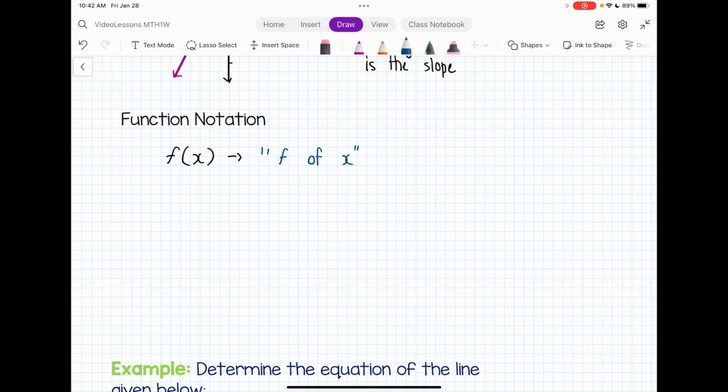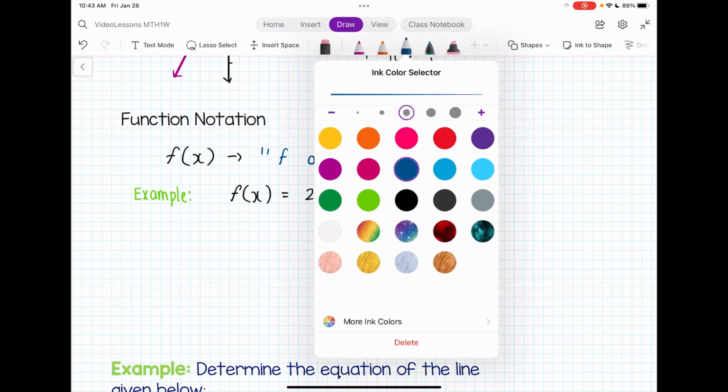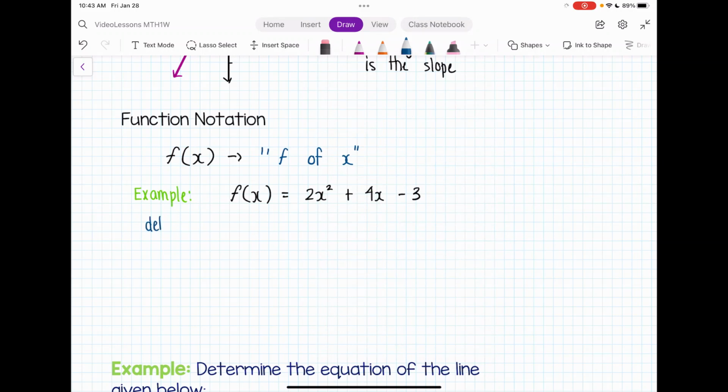Okay, so for example, if we were to consider a function like this, and I ask you to determine the value of f when x equals -1.